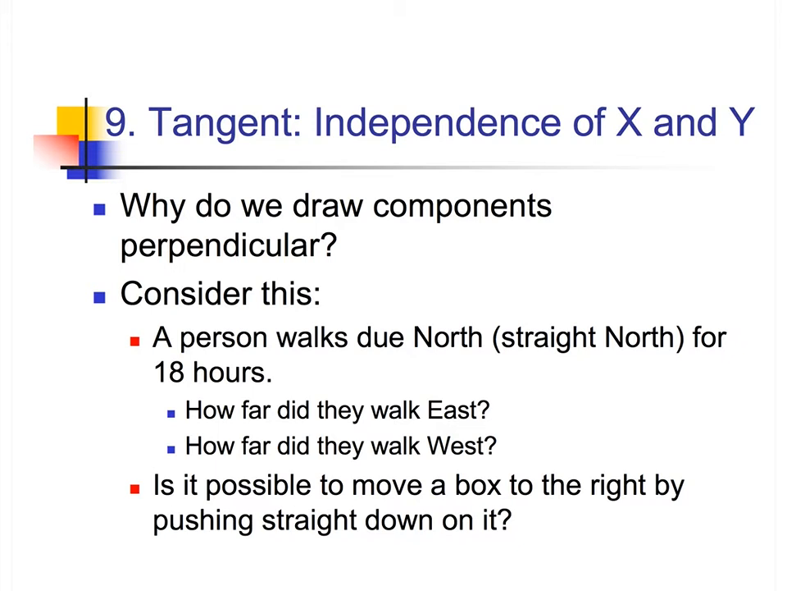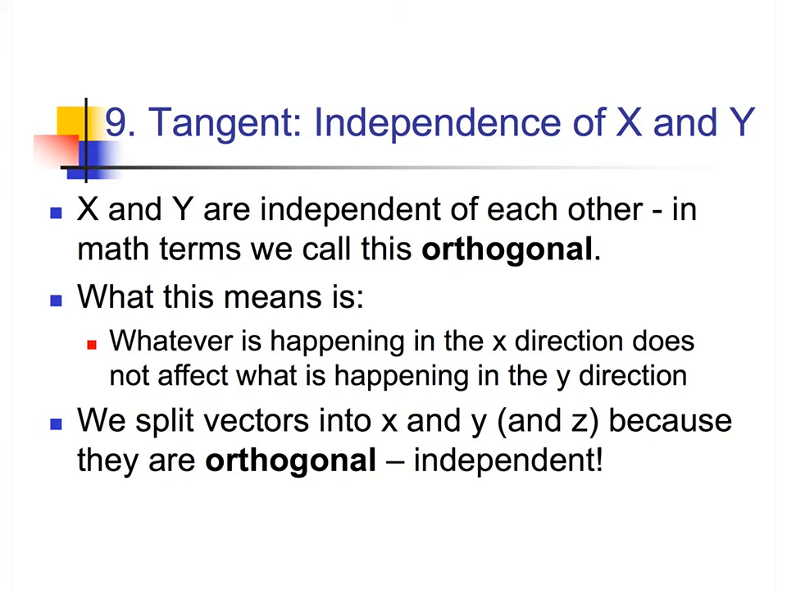Another one to think about is: is it possible to move a box to the right by pushing straight down on it? You're certainly welcome to try and do this. But spoiler alert here, it can't be done. You can't move a box left or right by pushing down on it. And the reason for all of this is that x and y are independent of each other. The fancy mathematical term we use for this is orthogonal. So if you would like to impress people at parties, you can use that word. And what that simply means is that whatever happens in the x has nothing to do with the y. Whatever happens in the y has nothing to do with the x.